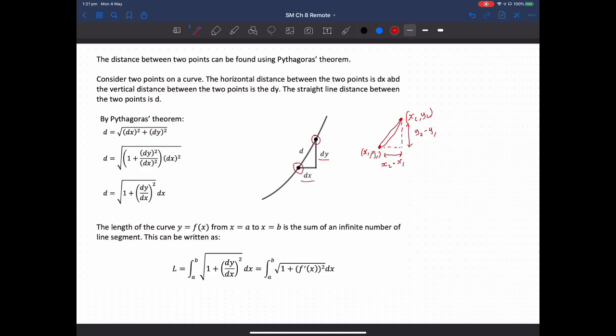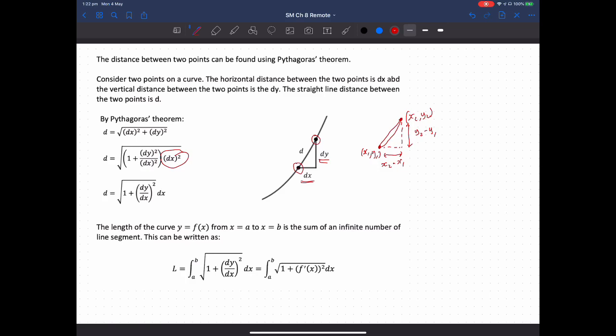Now, using Pythagoras' theorem, d, the distance between the 2 points, is equal to the square root of dx squared plus dy squared. So, that is the square root of 1 plus dy squared over dx squared, all times dx squared. What has happened there is the dx, all squared, has been taken out as a factor.